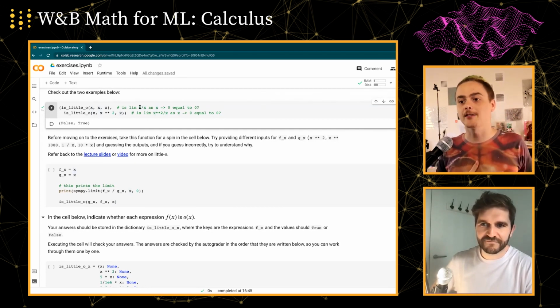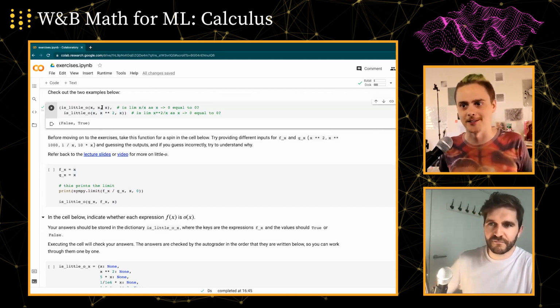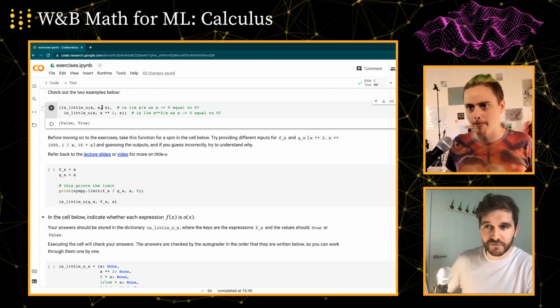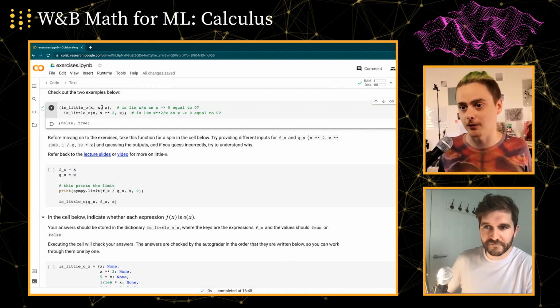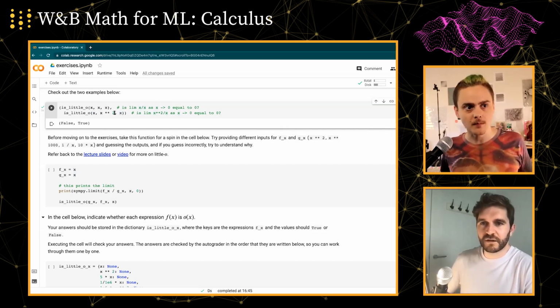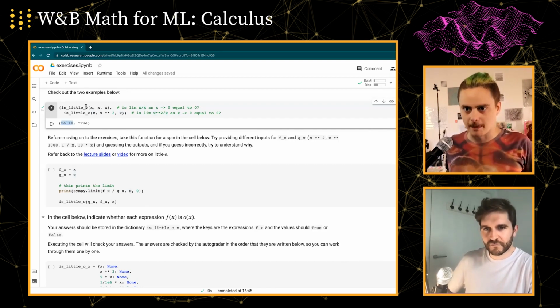So x divided by x, let's assume x is not 0, right? So it's some number other than 0. What's x divided by x going to be? It's going to be 1. That's going to remain true as x goes to 0. And so the limit of x divided by x as x goes to 0 is going to be 1 and not 0. Okay, so that's why it is false. That's why it's false. Yeah.